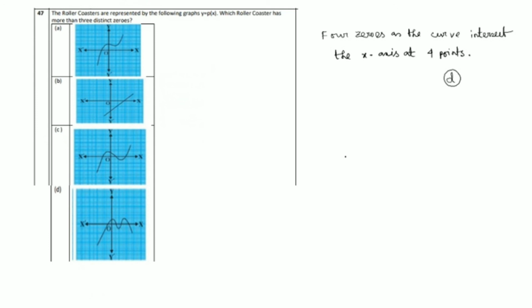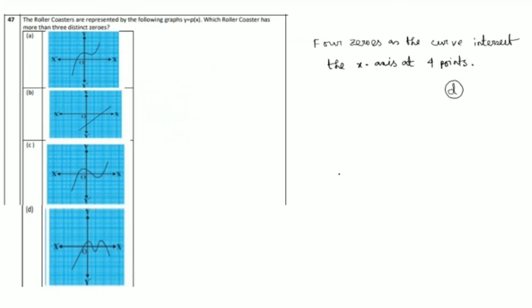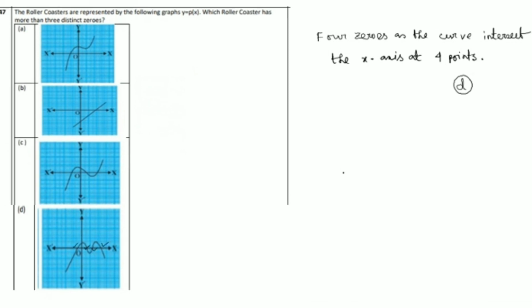Now we'll solve problem number 47, and the problem is, the roller coasters are represented by the following graphs y = p(x). Which roller coaster has more than 3 distinct zeros? Here it is only 1 zero, in this case 2 zeros, in this case 1, 2, 3 zeros, in this case 1, 2, 3, 4. As the curve intersects the x-axis at 4 points, therefore option D will be the right answer.